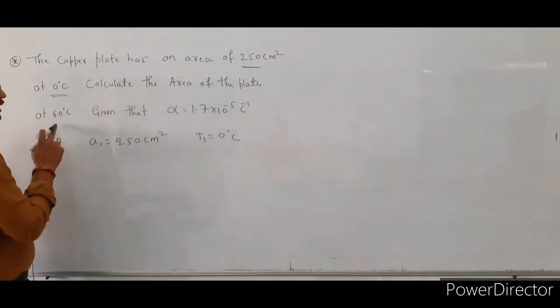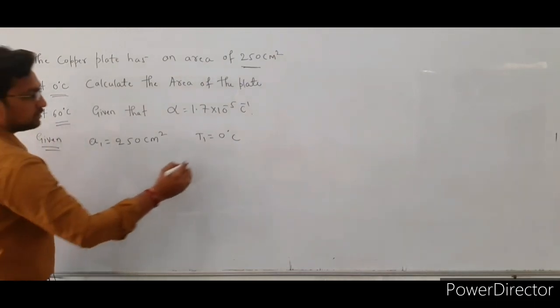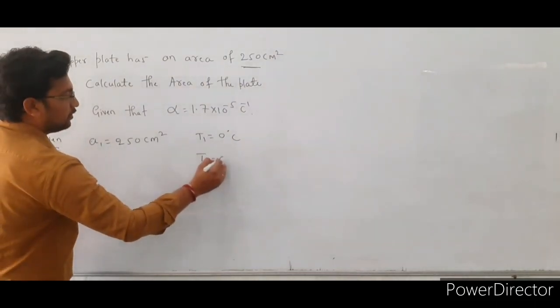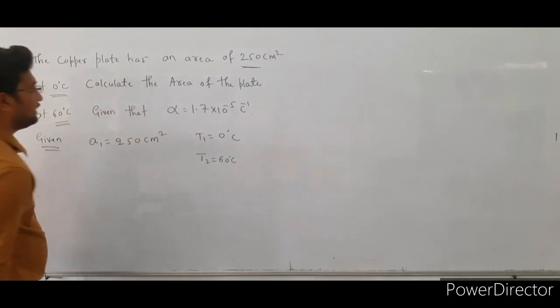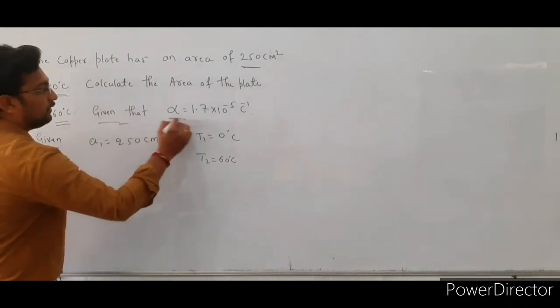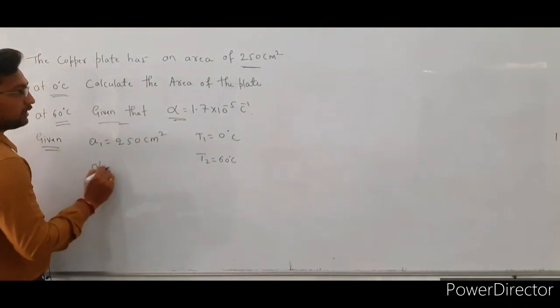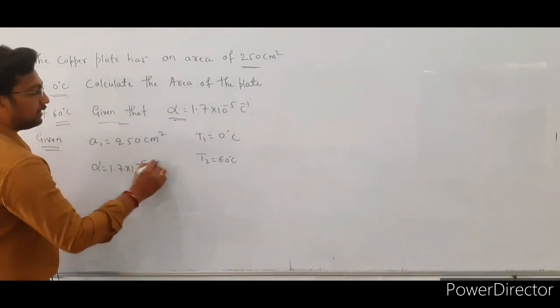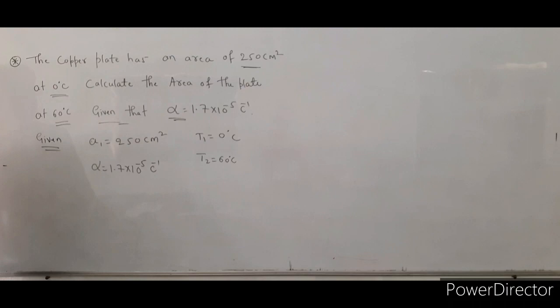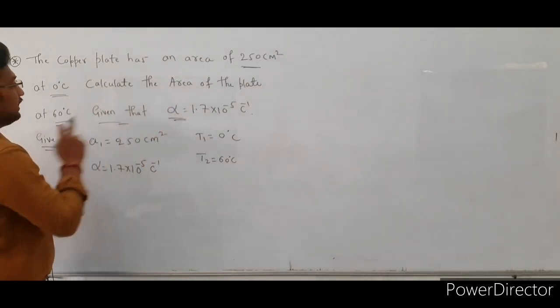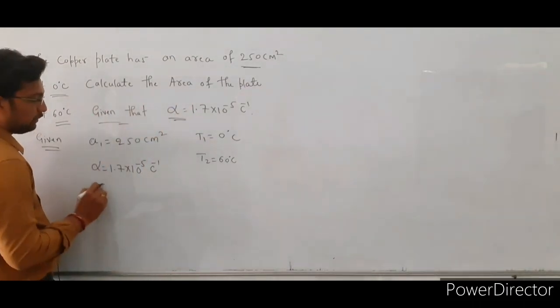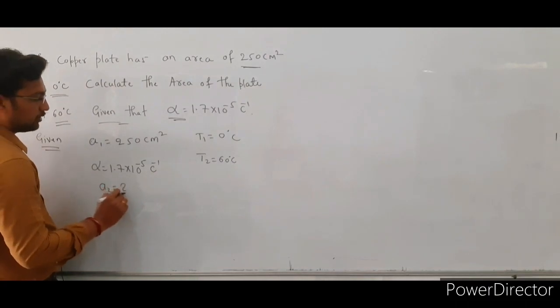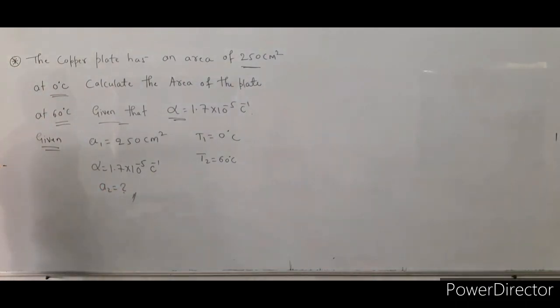So calculate the area of this plate at 60 degrees Celsius, that is T2 is equal to 60 degrees Celsius, and it is given that alpha is equal to 1.7 into 10 to the power of minus 5 per degree Celsius. So here we are going to calculate the area of this plate at 60 degrees Celsius, that means A2 is equal to question mark.